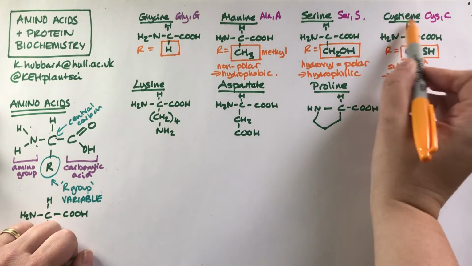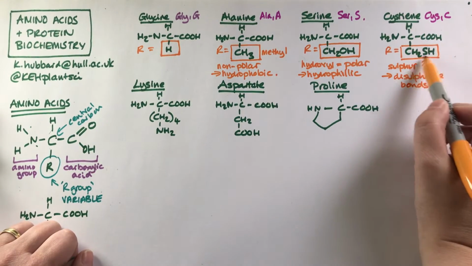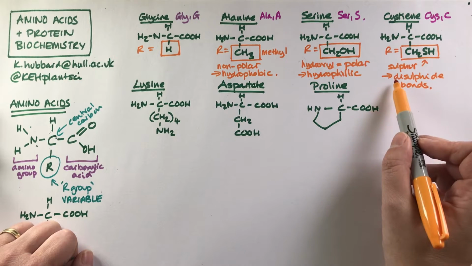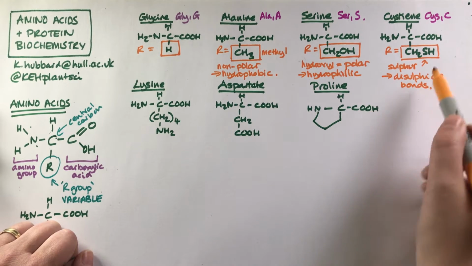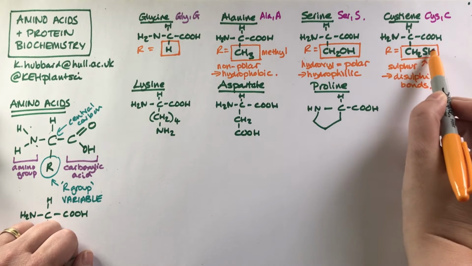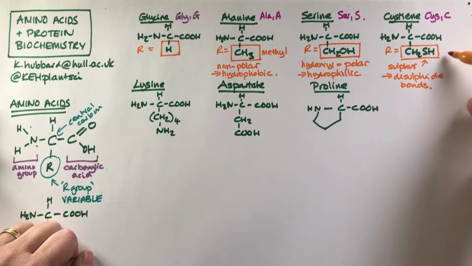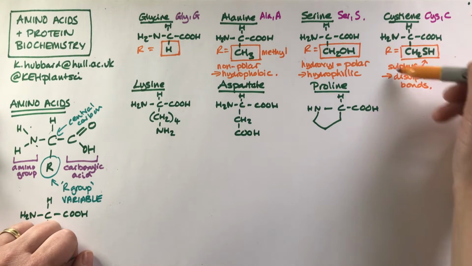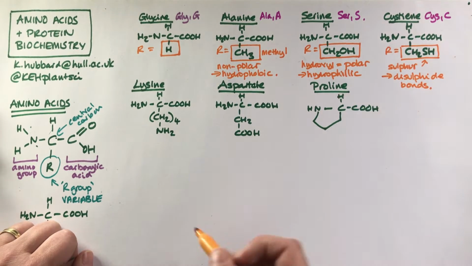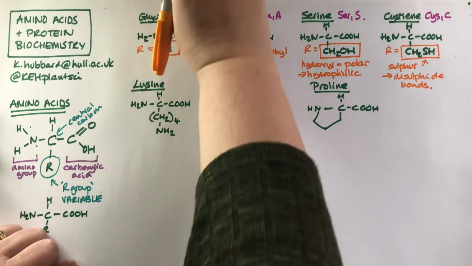So if you've got one cysteine near to another cysteine, those sulfur groups can interact with each other and form something called a disulfide bond. Because we've got sulfur, there's a different type of bond that can be formed. So no other amino acid can form that type of bond. Okay. Let's have a look at some more.